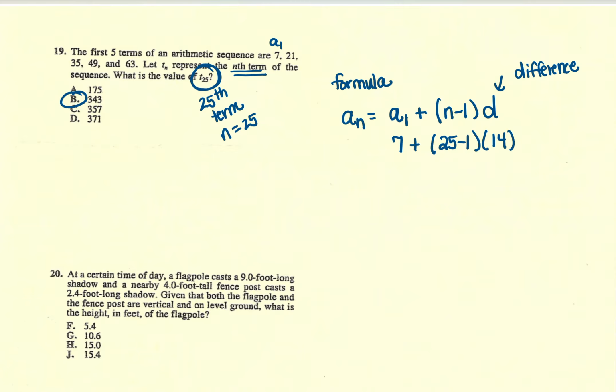Last one on this section, it says, at a certain time of the day, a flagpole cast a 9-foot long shadow, and a nearby 4-foot tall fence cast a 2.4 long shadow. Given that the flagpole and the fence are both vertical and on level ground, what's the height of the flagpole? So let's sketch this one out.